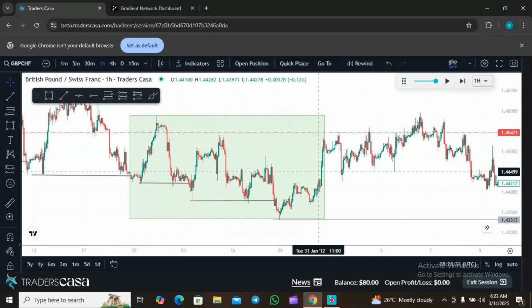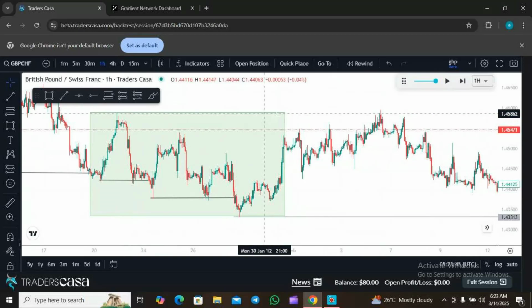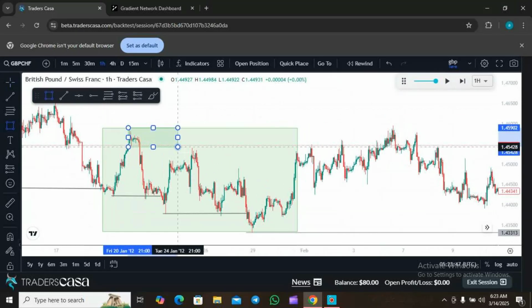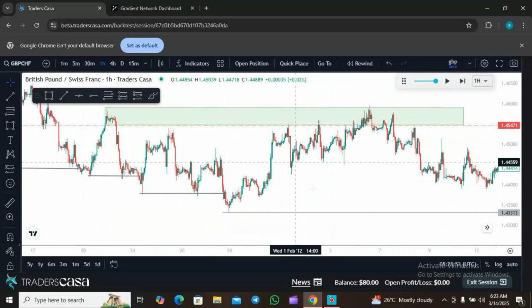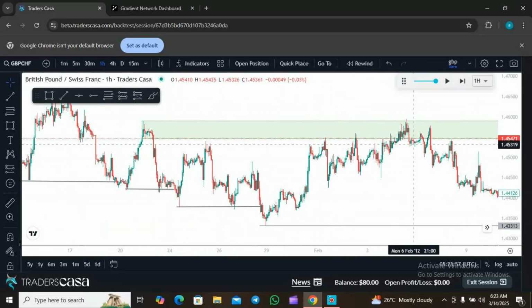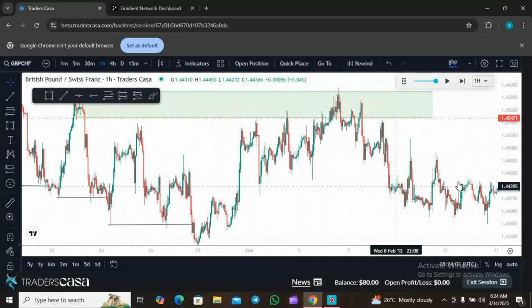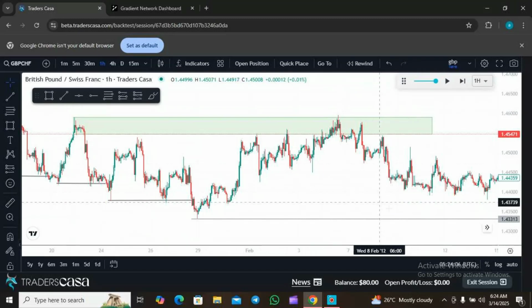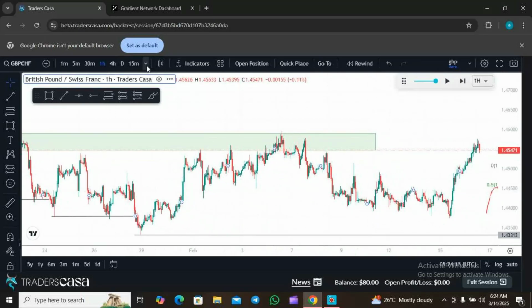And remember what I said, this type of setup is only valid once it occurs in a high probability trade setup right here. You can see it is only valid once it occurs in a very high probability trade setup right here. So that is it.